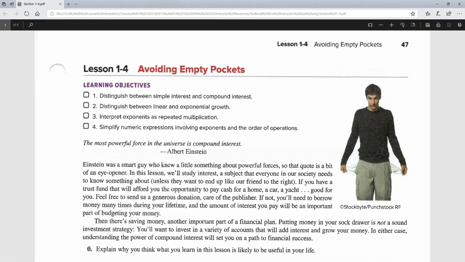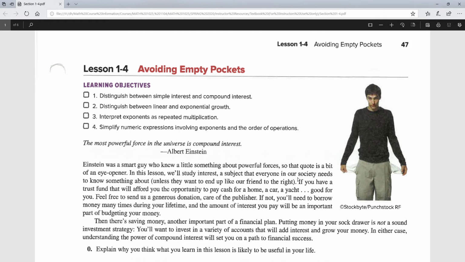We're going to take a look at lesson 1.4. It's titled Avoiding Empty Pockets. It's page 47 of your textbook. This is going to deal with using exponents and order of operations. This lesson is a little bit interesting because the group work actually comes first. So hopefully you've done the group work, pages 47 through 50.